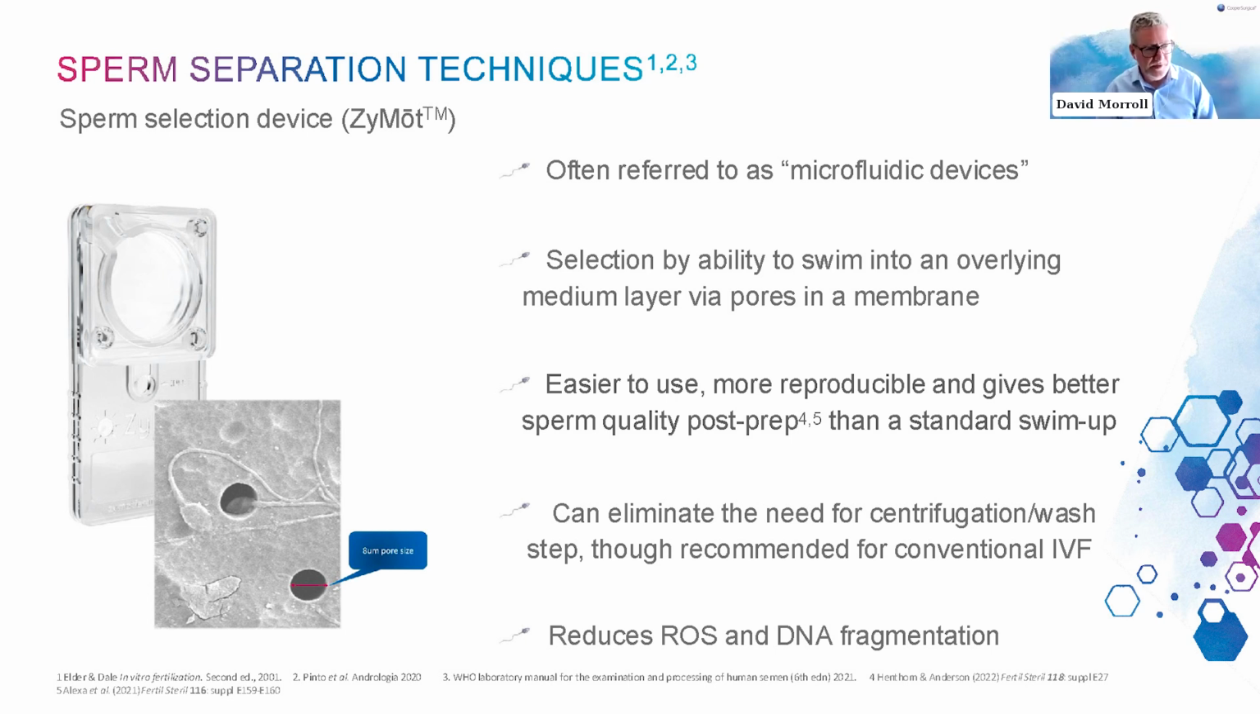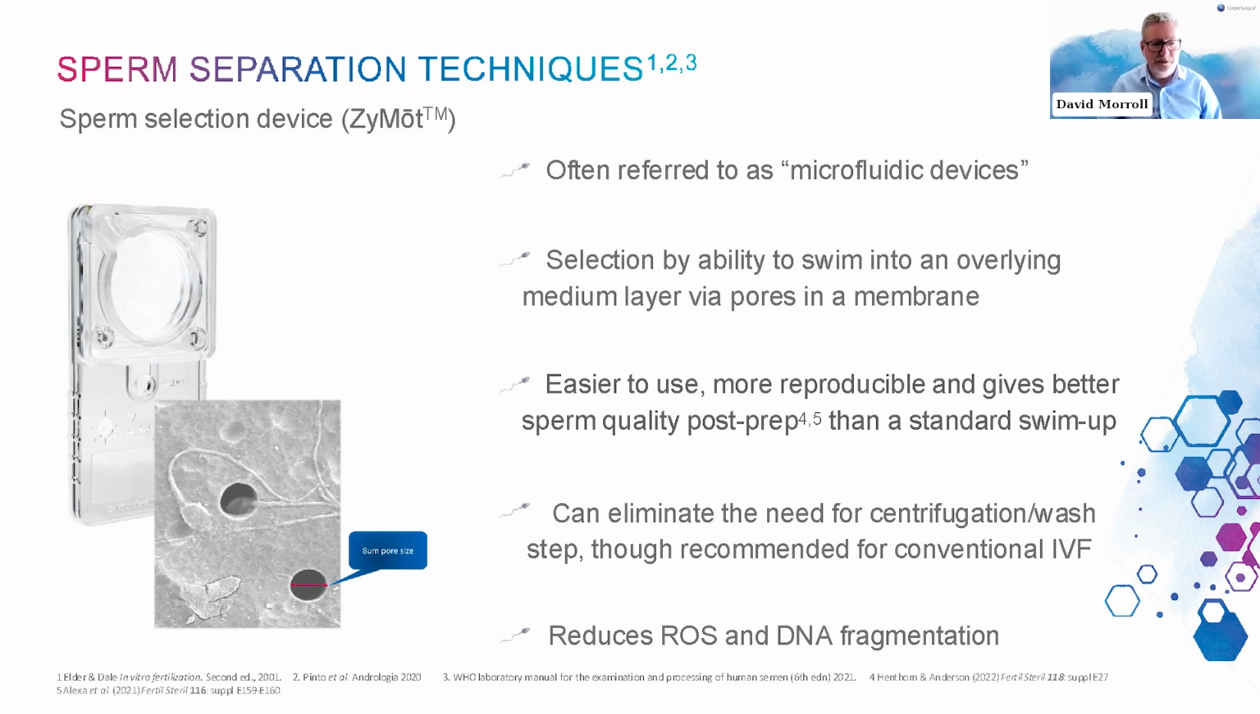Now there's another way to do it. I'm going to use the Zymot as an example. They're often referred to as microfluidic devices. There are a couple of other options on the market now, but the Zymot is the established one and the one for which we have most data. We can argue, if you want, about whether it is or it isn't, but the point is these devices rely on a selection of the sperm by their ability to swim through the pores in a membrane between the seminal fluid and an overlying medium.